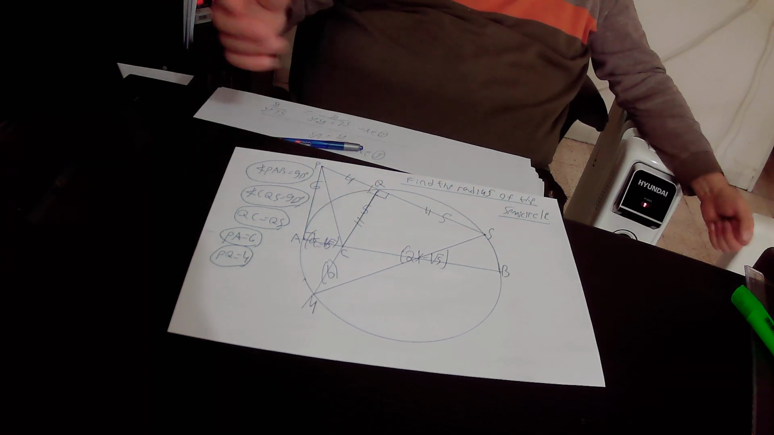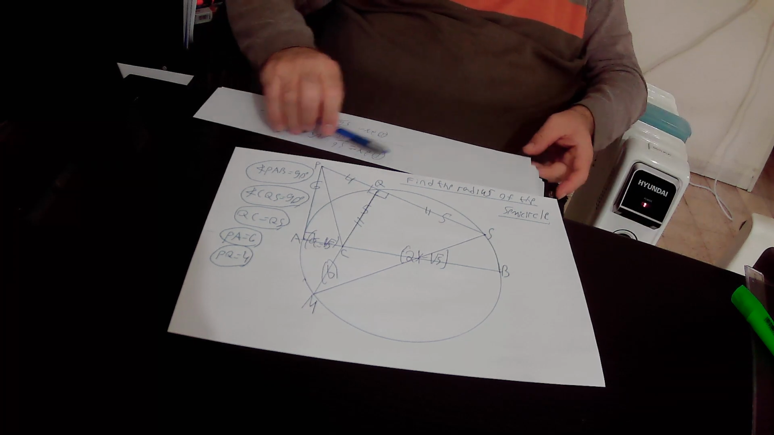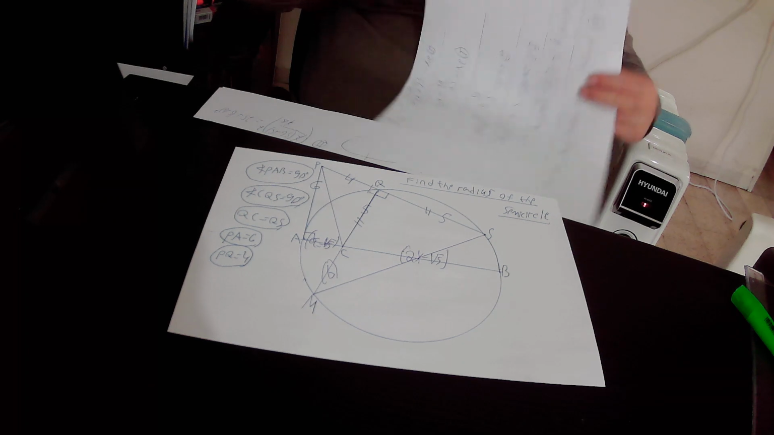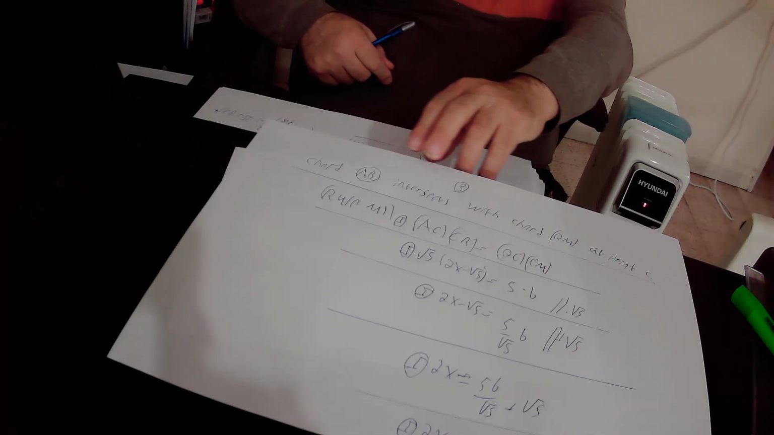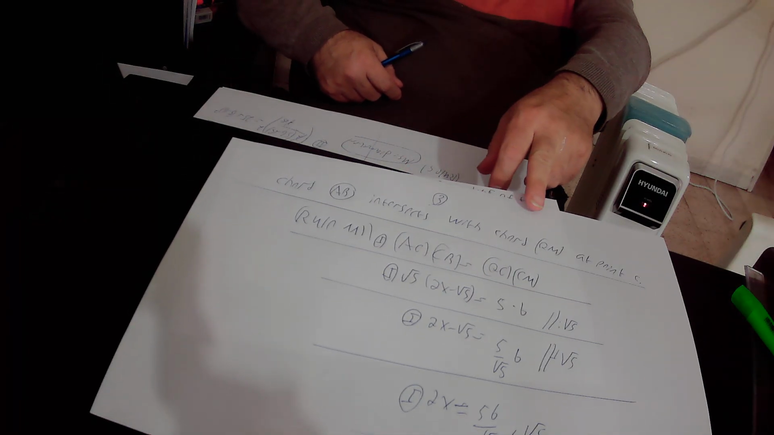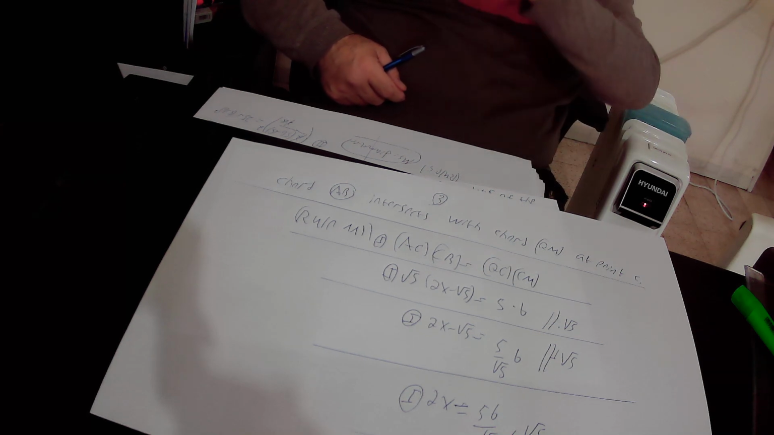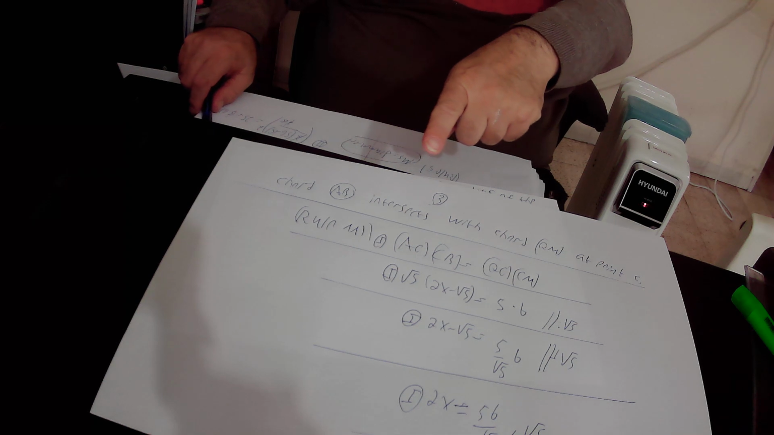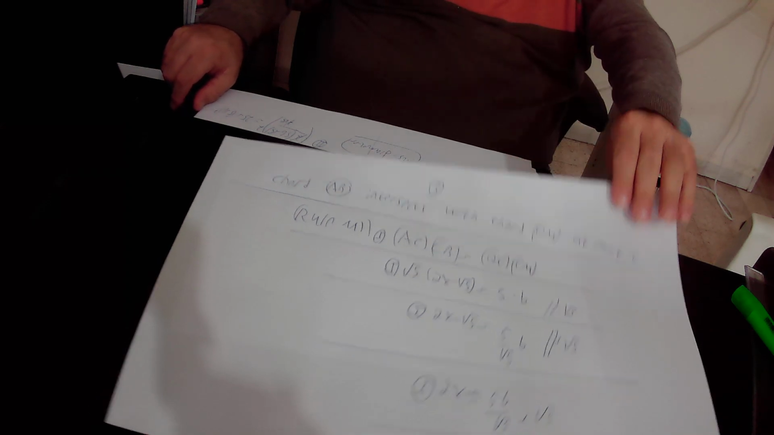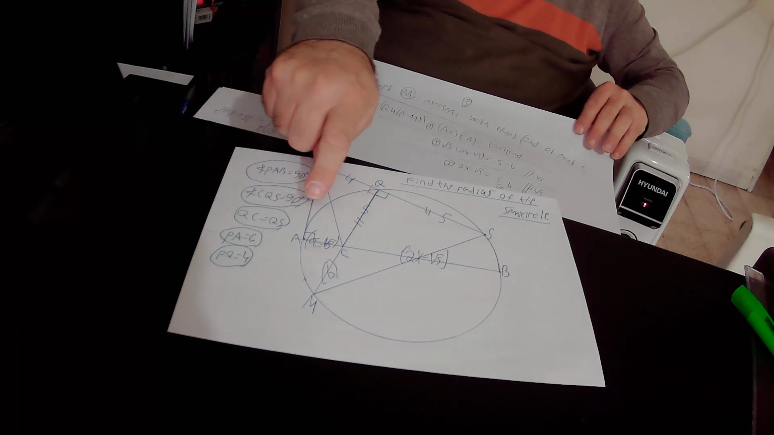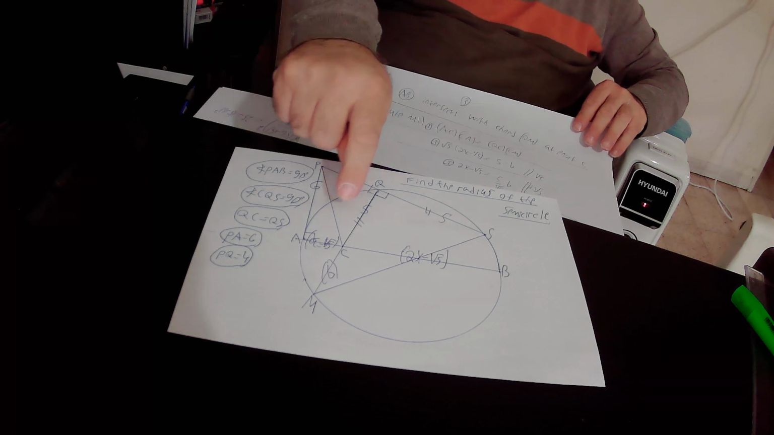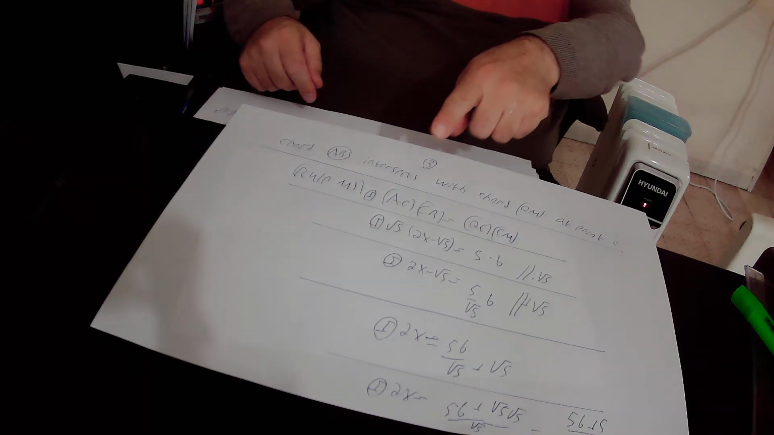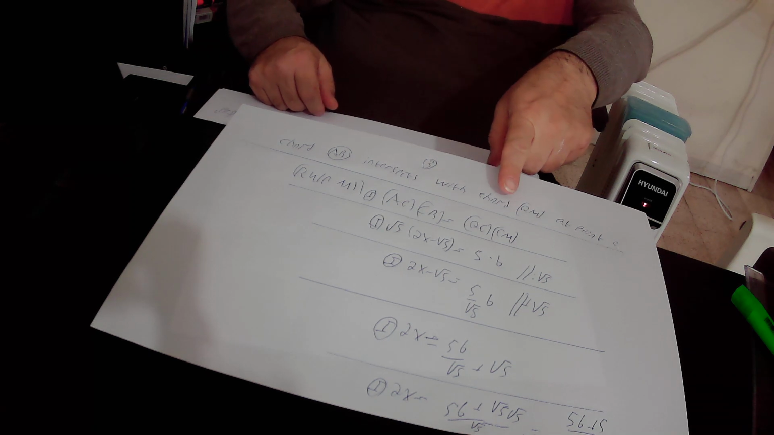Therefore, according to rule number 11, chord AB intersects with chord QM at point C. Point C is the intersection point between the two chords. Therefore, according to rule number 11, we get that AC times CB equals QC times CM. Repeat again: AC times CB equals QC times CM.